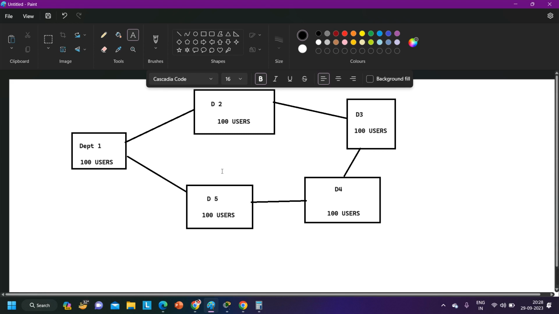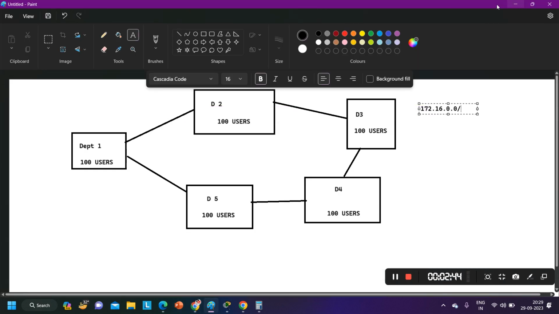No, because the total number of IP addresses is 500, and from class C you will get only 254 IP addresses. 256. Yeah, 254. So here I need to use IP addresses from class B. Let's say I have used 172.16.0.0. Then tell me what should be the slash value.